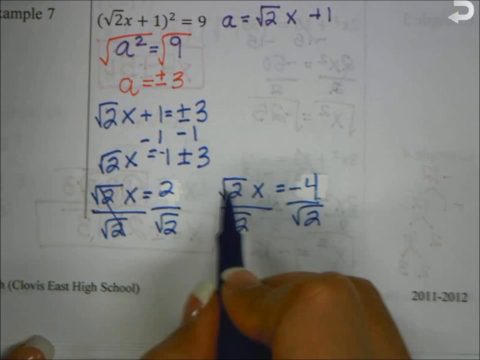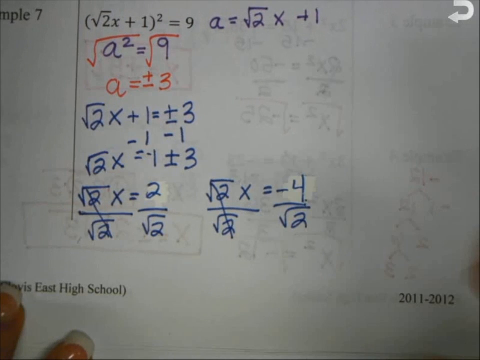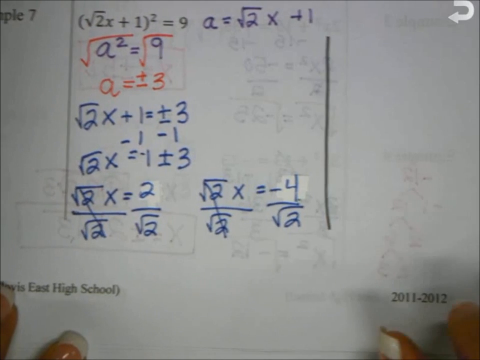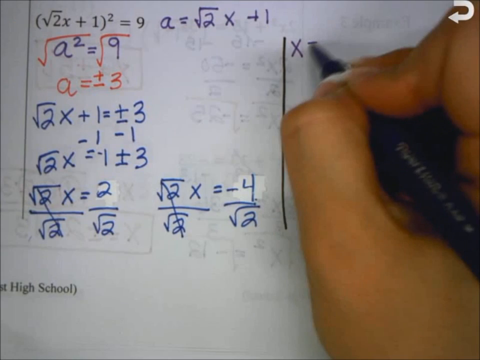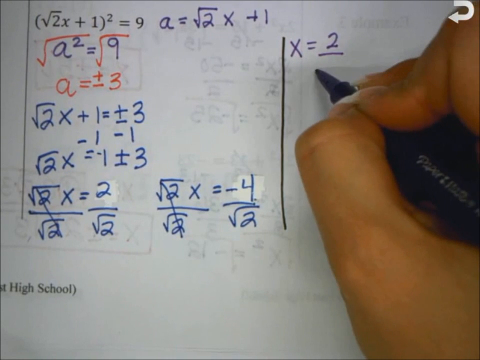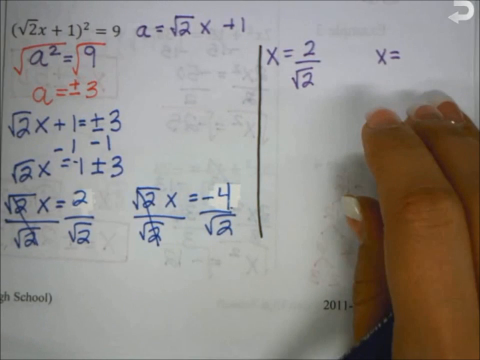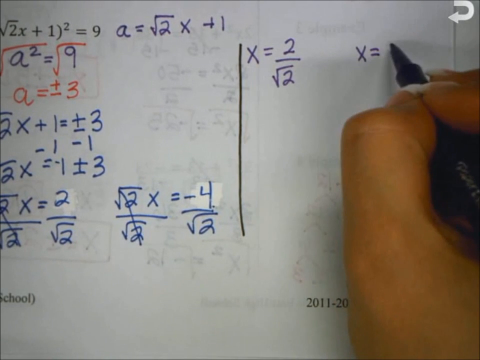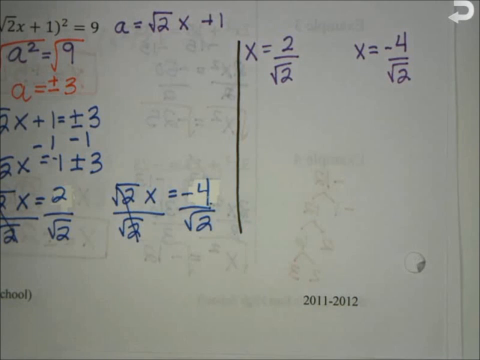So we're going to get x equals 2 over square root 2, and x equals negative 4 over square root 2. Am I allowed to have square roots in the denominator? So what do I have to do? I have to multiply by square root 2. So we're going to multiply by square root 2 on both of these. So what would I get?